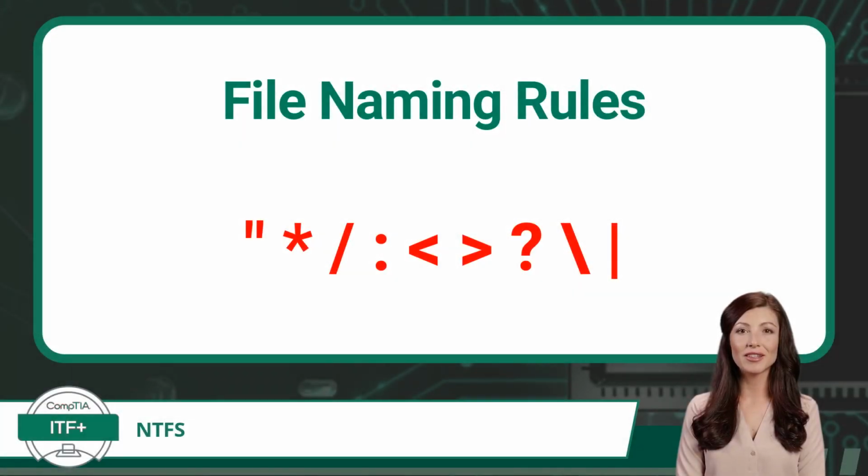And finally, NTFS follows specific naming rules for files and folders. It restricts the use of certain characters like the double quotation mark, asterisk, forward slash, colon, less than and greater than angle brackets, question mark, backslash, and vertical bar or pipe. Additionally, the maximum length for a file name is 255 characters.